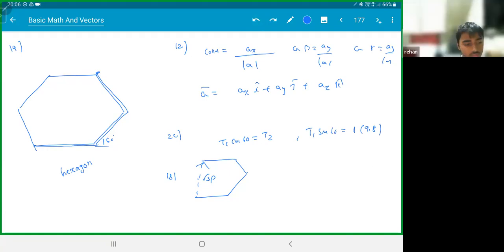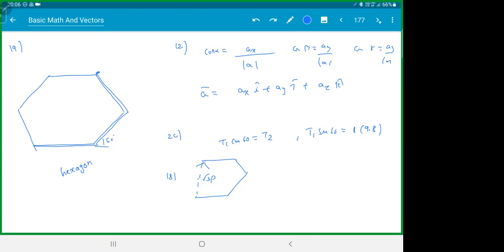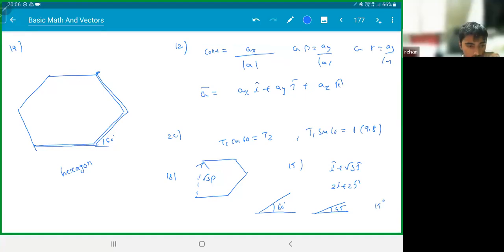Then the 15th one. 15th one, 2 balls rolling on platform. हाँ, क्या हो गया रे? First one is saying it is going in i cap j cap ना, तो i plus root 3j. The second one is going 2i plus 2j. So i plus root 3j means how much? 60 degrees, right? 2i plus 2j is 45 ना? So what is the angle between them? 15 degrees ना? Yes. बस वही करना था.